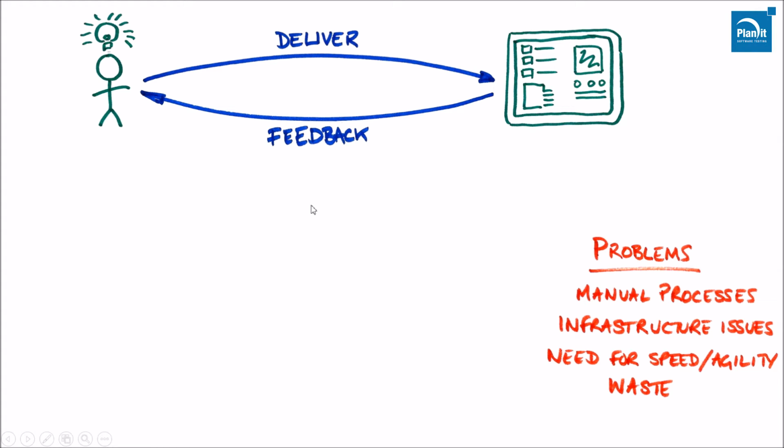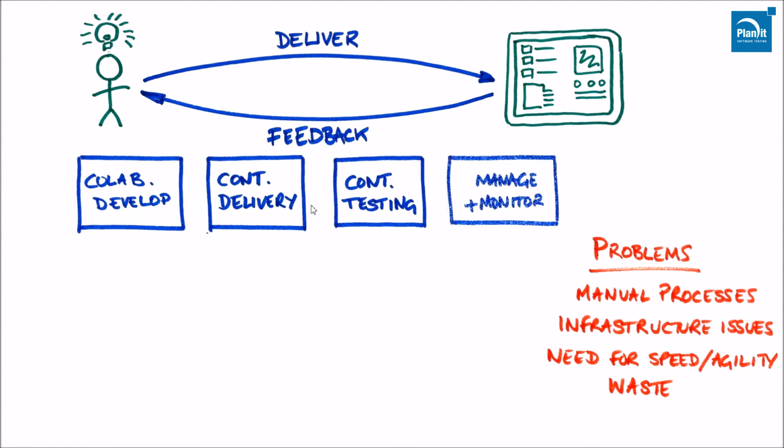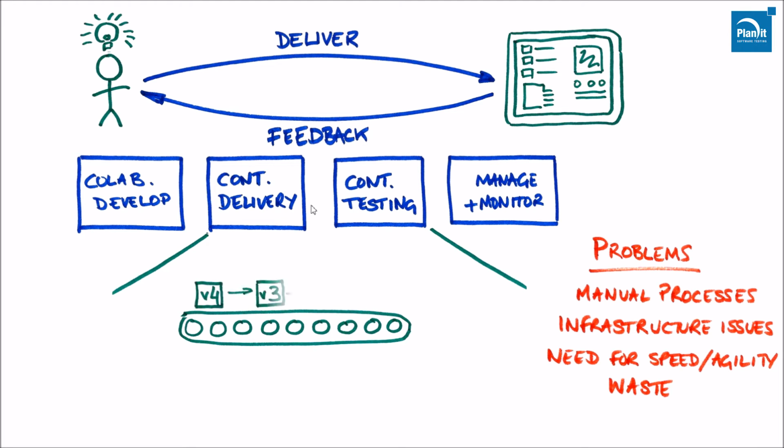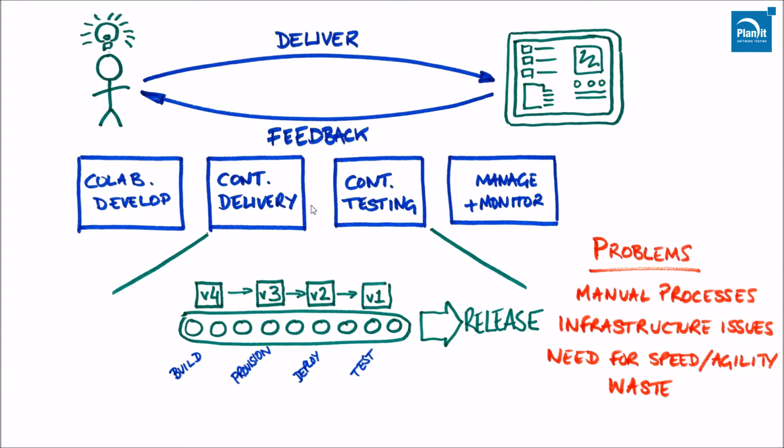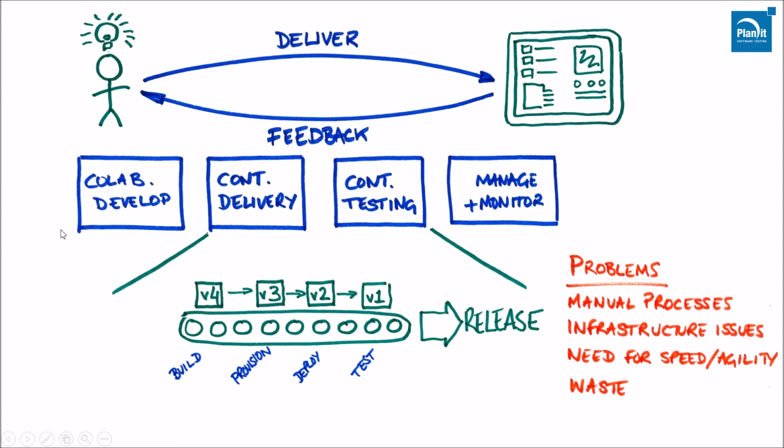So this brings us to the 4 main areas of DevOps: collaborative development, continuous delivery, continuous testing, and manage and monitoring. In this presentation, I'm going to focus on the middle two, continuous delivery and continuous testing, to describe how they together make a kind of factory whereby different versions of the application under development come down a conveyor belt and make their way out into release. On the way, going through build, provision, deploy, and test. So let's have a look at these 4 areas.